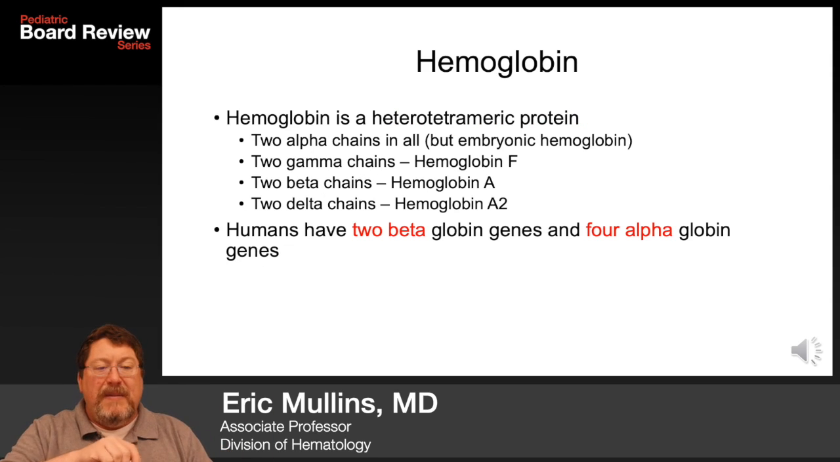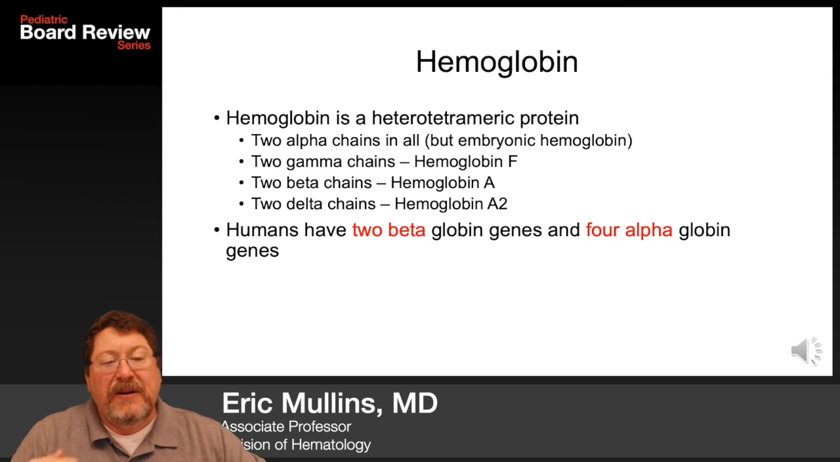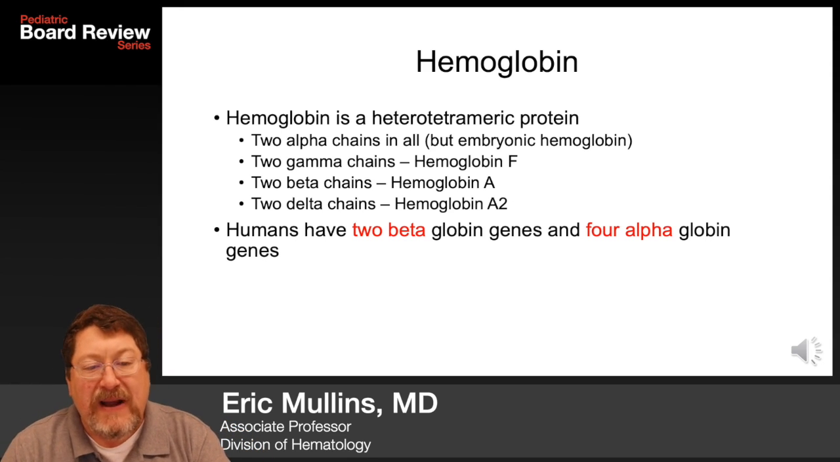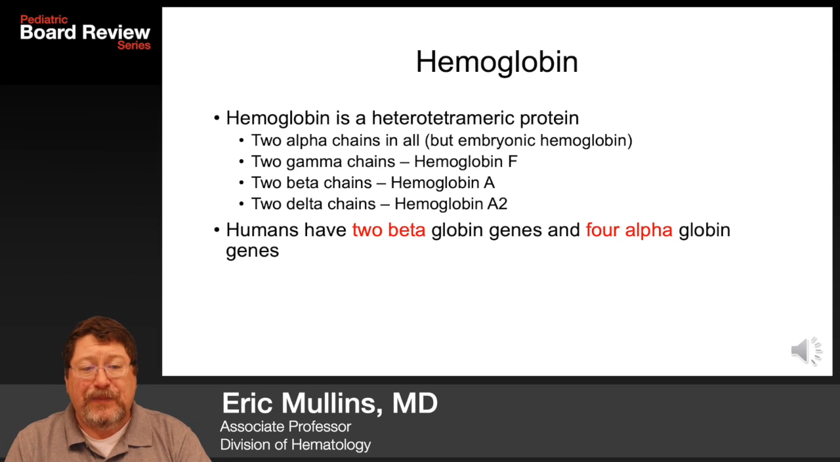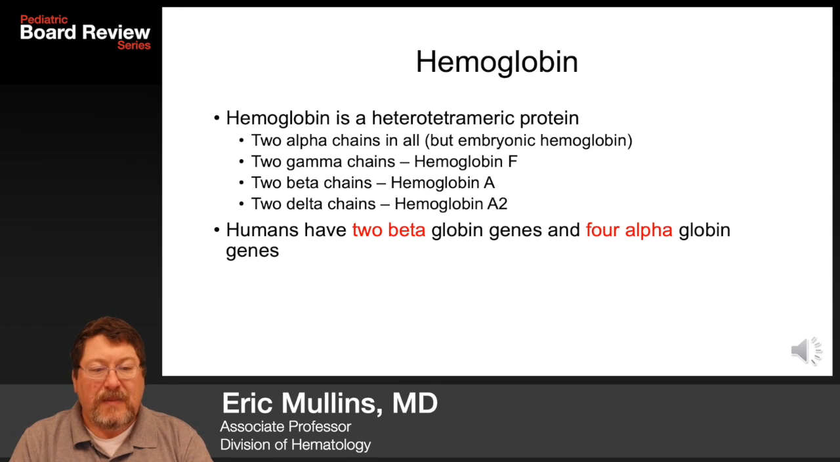So when we think about hemoglobin, remember that hemoglobin is not a single protein, but rather it's a heterotetrameric protein, meaning that there are 4 chains and they're not all the same. The thing that is the same in all hemoglobin molecules is that they all have 2 alpha chains, all but embryonic hemoglobin. Depending on what other chains are available, it depends on what kind of hemoglobin you have. So if you have 2 alpha chains with 2 gamma chains, that is hemoglobin F. If you have 2 alpha chains with 2 beta chains, that's hemoglobin A. And if you have 2 alpha chains with 2 delta chains, that's hemoglobin A2. You remember that humans have 2 beta genes, but most people don't realize that you actually have 4 alpha globin genes. And so that makes thinking about alpha thalassemia a little difficult, and we'll talk about that a little more under thalassemias.